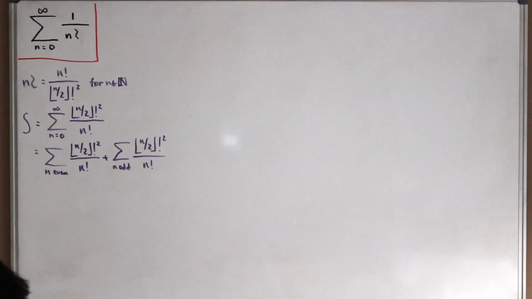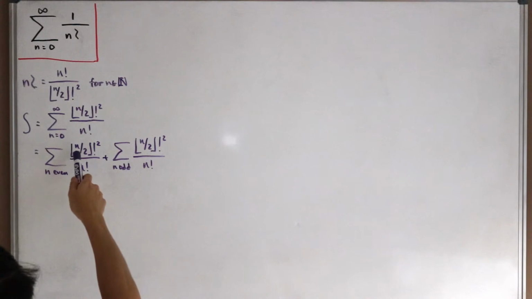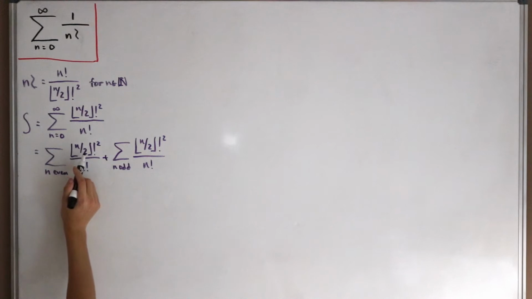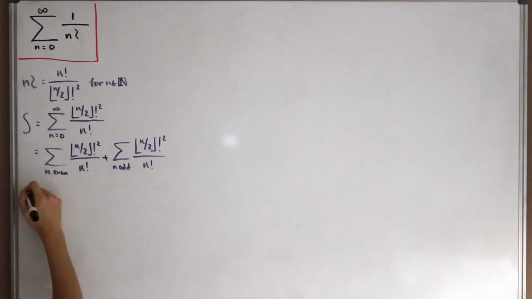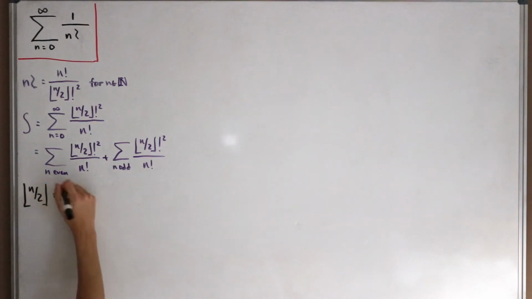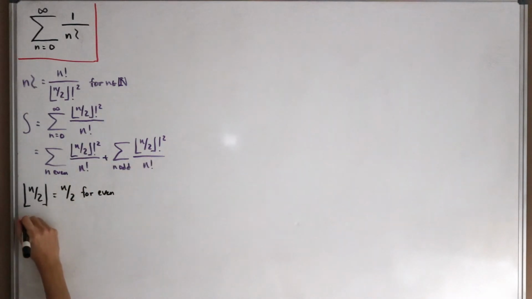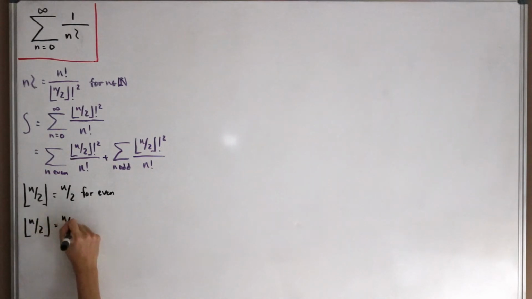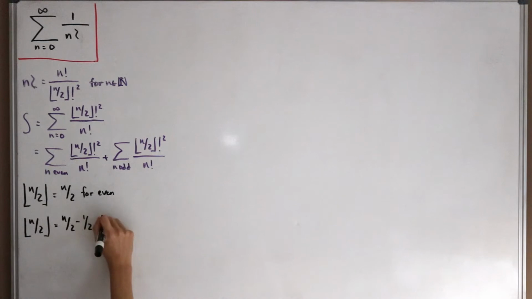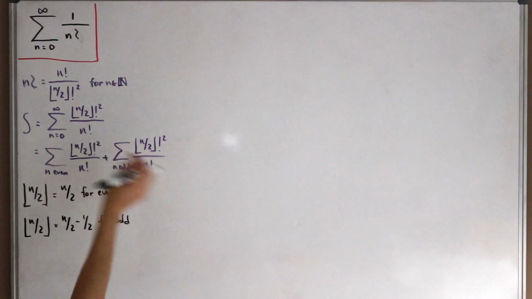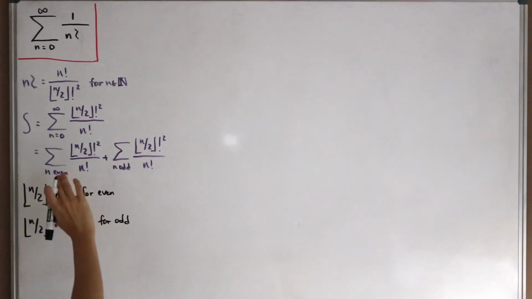Now let's define our variables for these floor functions over here. Focusing on the floor function of n over 2, since we're taking into account even terms, the floor of n divided by 2 is equal to just n divided by 2 for even terms. And for the odd terms, the floor of n divided by 2 is equal to n divided by 2 minus 1/2. Now we have described how those floor functions work, specifically with the association of the index.